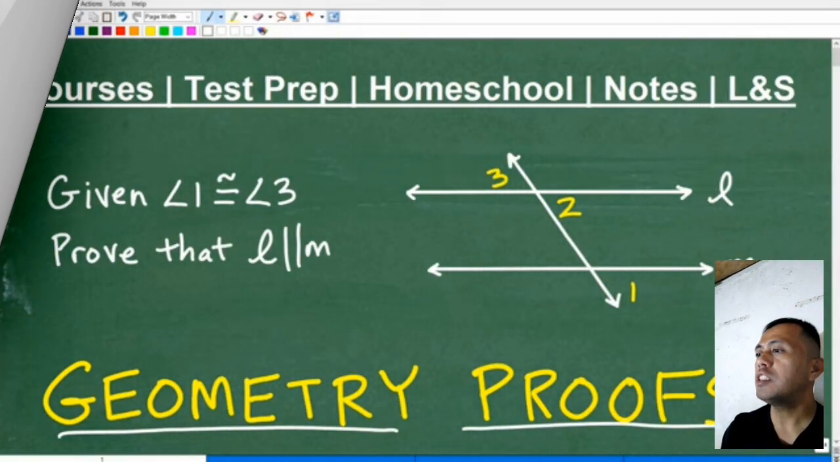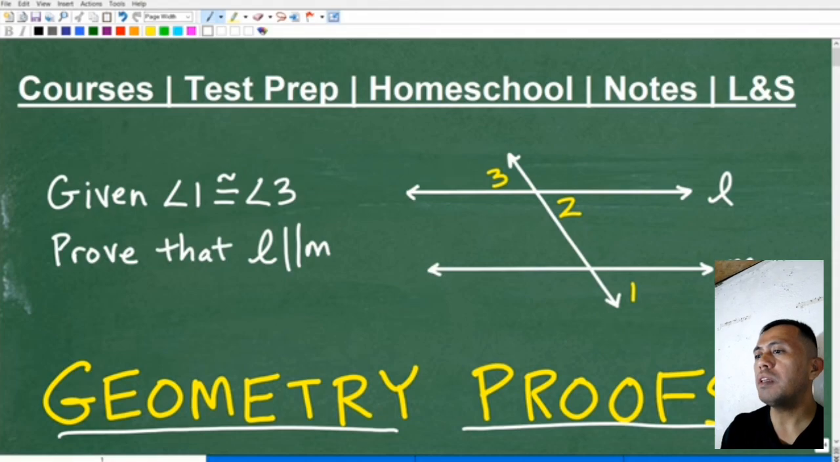Greetings to everyone. Today, let's dive into something crucial in high school geometry, the geometry proofs. These are the problems that start appearing in high school and might have phrases like "prove this" or "prove that." Let's explore this with an example. Imagine you're given this problem: given that angle 1 is congruent to angle 3, prove that line L is parallel to line M.